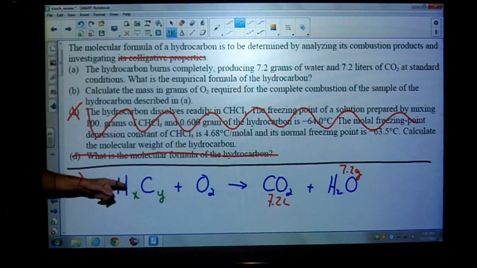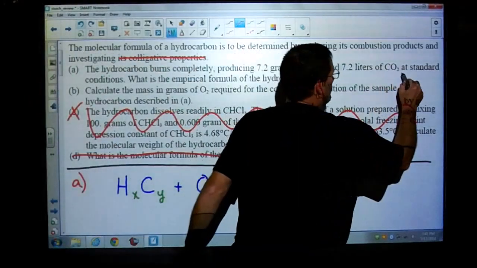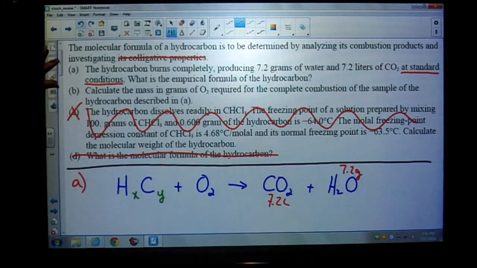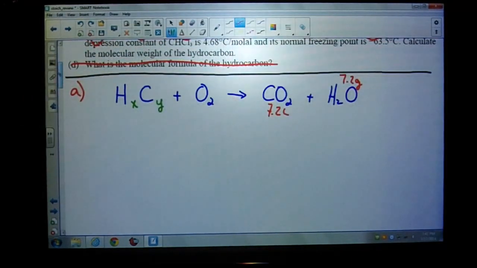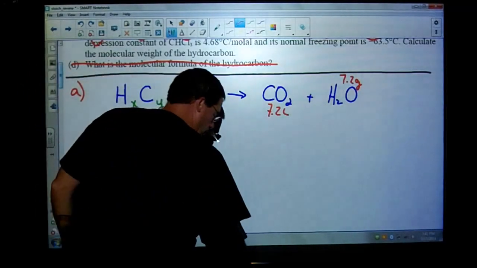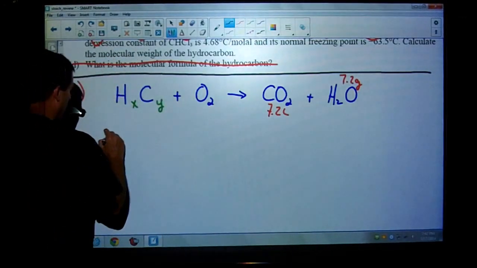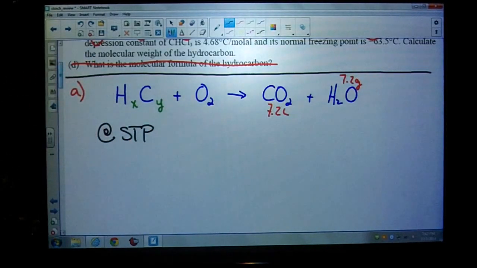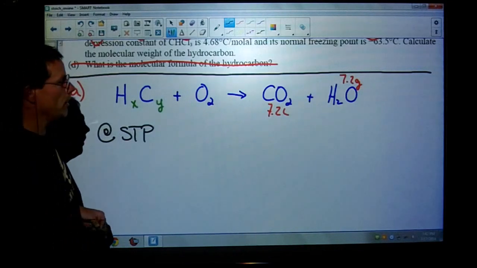Do we know anything about our hydrocarbon? Of course not. It wants to know what is the empirical formula for this, and it also tells us that we are at, very important, standard conditions. What does it mean to be at standard conditions? Well, if you know that, that's really going to help you out quite a bit in this problem. If it's at standard conditions, that means that we are at STP. And if you know what the conditions are at STP, life is going to be very, very easy for you.